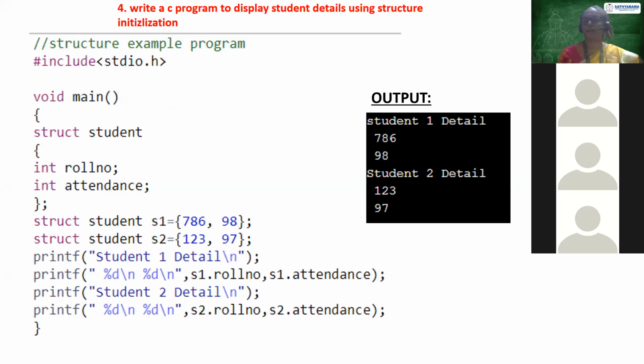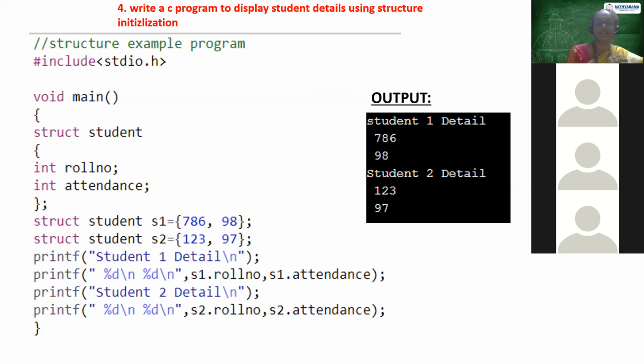Write a C program to display student detail using structure initialization. Structure initialization we have seen: struct student, int roll number, int attendance. We have declared struct student S1, S2. Then you all know, using the structure, 786 will be the first student's roll number, and 98 is the first student's attendance. And 123 is the next student's roll number, and 97 is the next student's attendance. Is it clear? And then printing the detail.